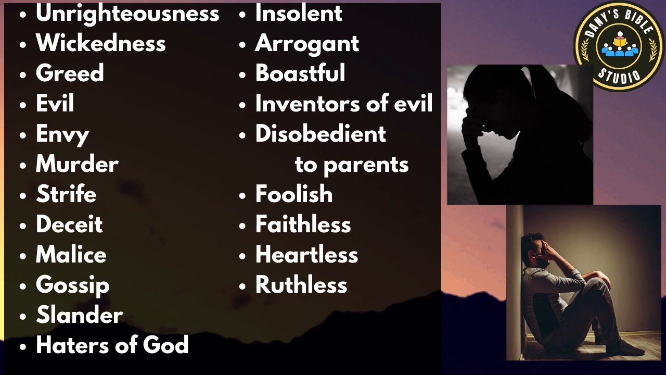Seventeenth, disobedient to parents. This is the act of failing to respect or obey one's parents or other authority figures. In the Bible, the Israelites were often disobedient to God, their ultimate authority figure. One example is when they refused to enter the promised land despite God's command, causing them to wander in the wilderness for 40 years, Numbers 13-14.